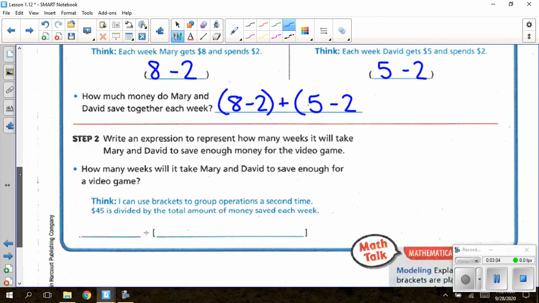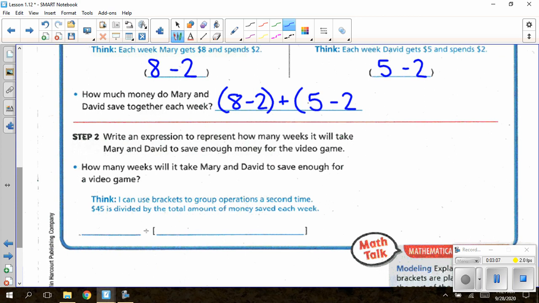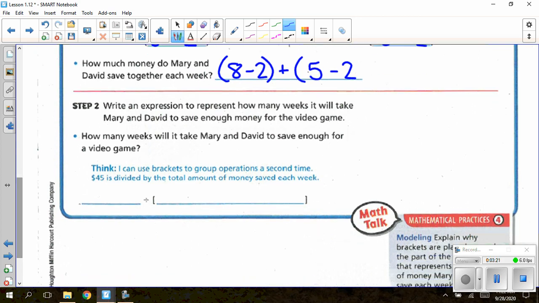So now remember, they would like to be able to save to buy a video game that costs $45. So for step 2, we need to write an expression to represent how many weeks it will take Mary and David to save enough money for that video game. So the bullet point is asking how many weeks will it take Mary and David to save enough money for the video game. So we know that the video game is $45.